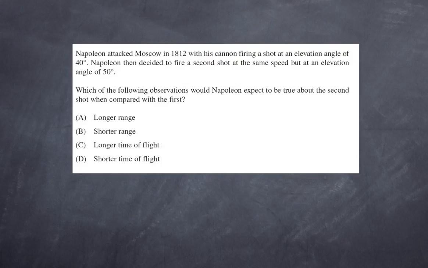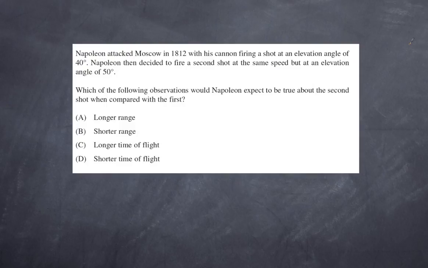Napoleon attacked Moscow in 1812 with his cannon firing a shot at an elevation angle of 40 degrees. Napoleon then decided to fire a second shot at the same speed but an elevation angle of 50 degrees. Which of the following observations would Napoleon expect to be true about the second shot when compared to the first? Is it the longer range, shorter range, longer time of flight, shorter time of flight?